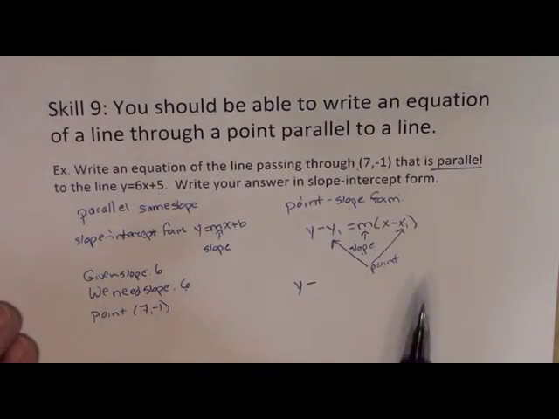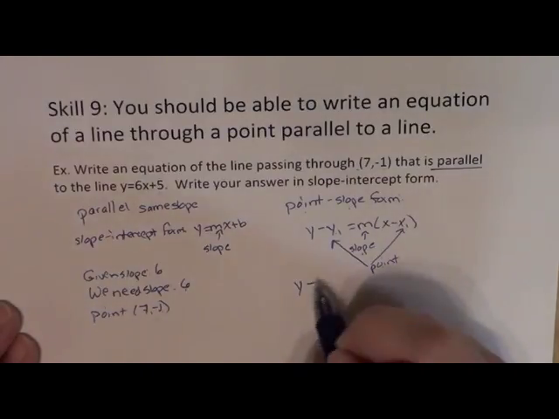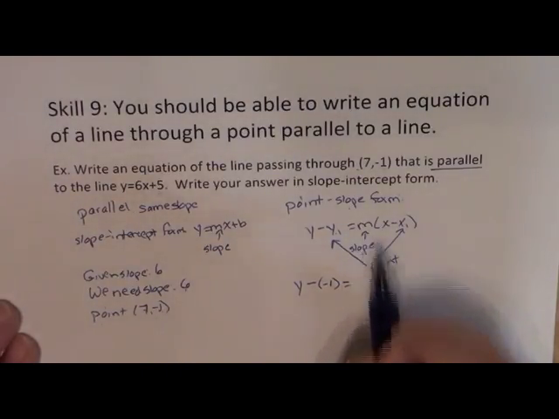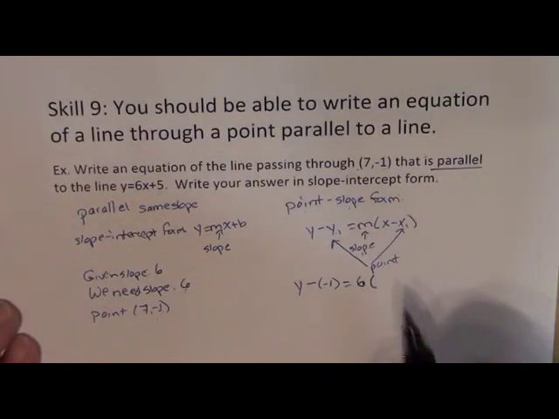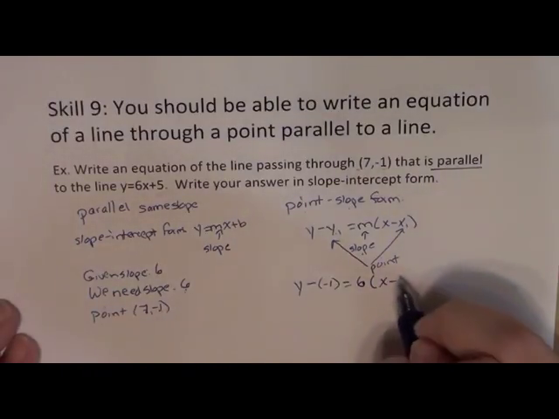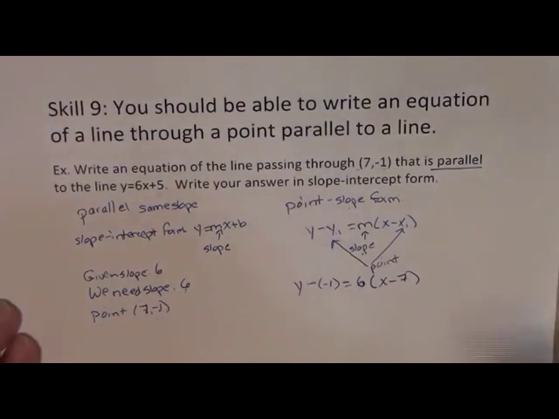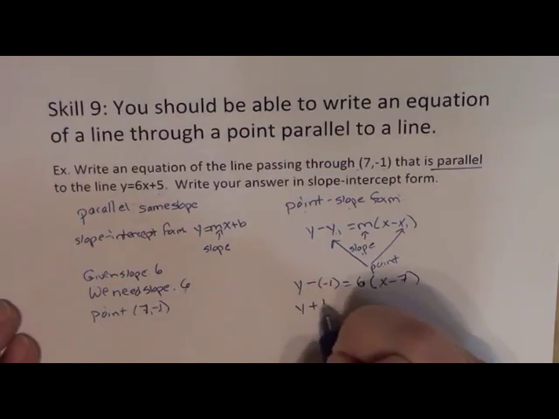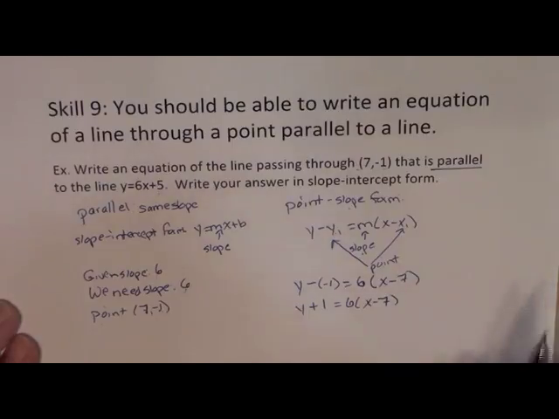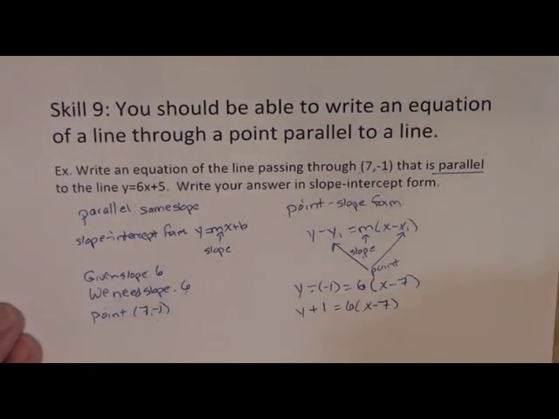Get y minus, now the y value is the y1, so y minus -1 equals the slope, which is 6, times the quantity x minus x1, so that's x minus 7. To simplify, I would expect you at a minimum to make that minus a -1 into a plus 1.